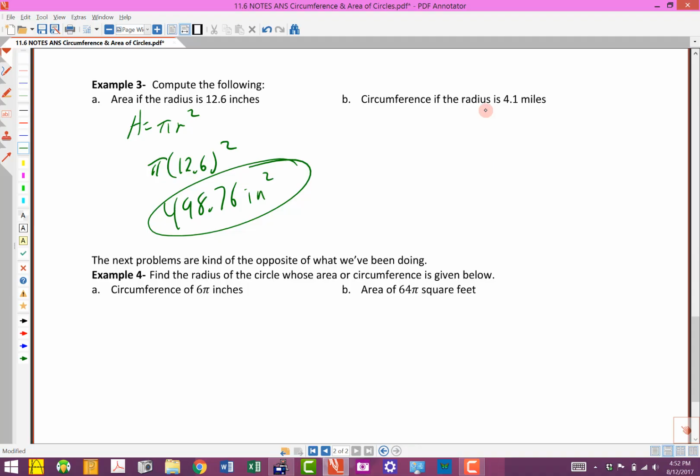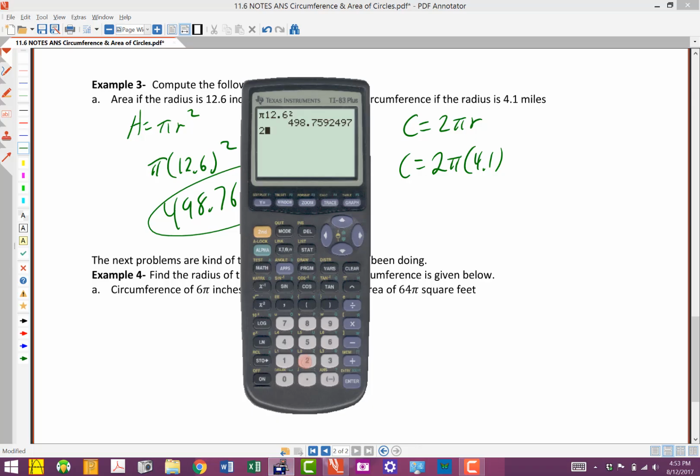Let's see, circumference if the radius is 4.1 miles. So we know we're going to be finding the circumference, so we've got to have the formula, so that's going to be 2 pi r. And it says the radius is 4.1 miles. So the circumference is going to be 2 times pi times whatever the radius is. The radius is 4.1, so we're going to multiply those together. On the calculator, we're going to do 2 and pi, and then times 4.1. Again, it understands the implied multiplication, so we get 25.76.